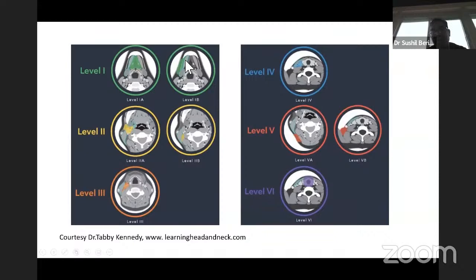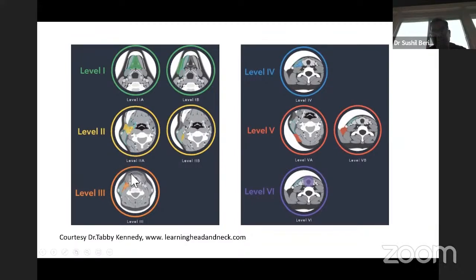Now, level 1B is lateral to the digastric, but the posterior edge is around the submandibular gland. So this is 1B. This is 1A. Now, level 2 starts from C1 level, and it has 2A and 2B, anterior and posterior, although in the new definition it's only 2. So this is anterior 2 and this is posterior 2. And you can see the sternocleidomastoid.